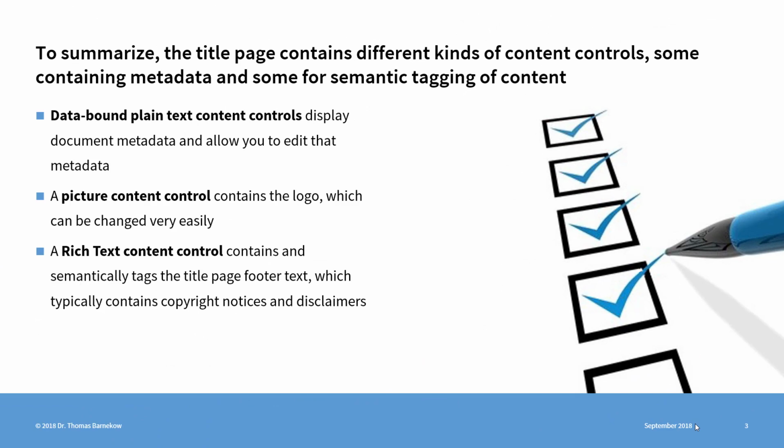To summarize, the title page contains different kinds of content controls, some containing metadata and some for semantic tagging of content. Data-bound plain text content controls display document metadata and allow you to edit that metadata. The picture content control contains the logo, which can be changed very easily. Finally, a rich text content control contains and semantically tags the title page footer text. This typically contains copyright notices and disclaimers.